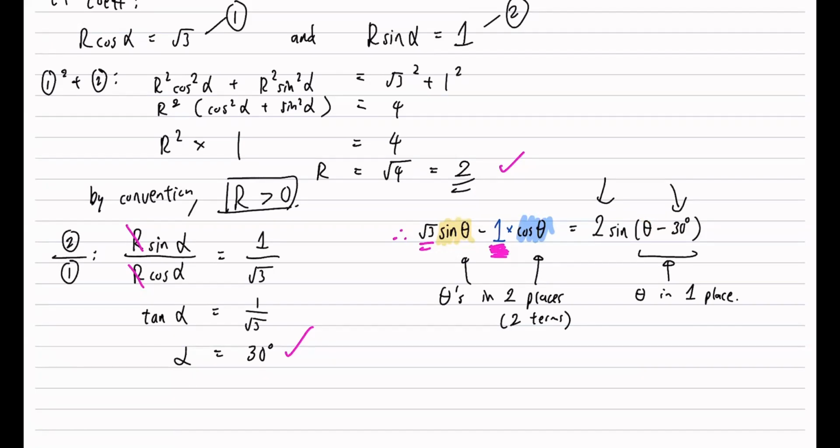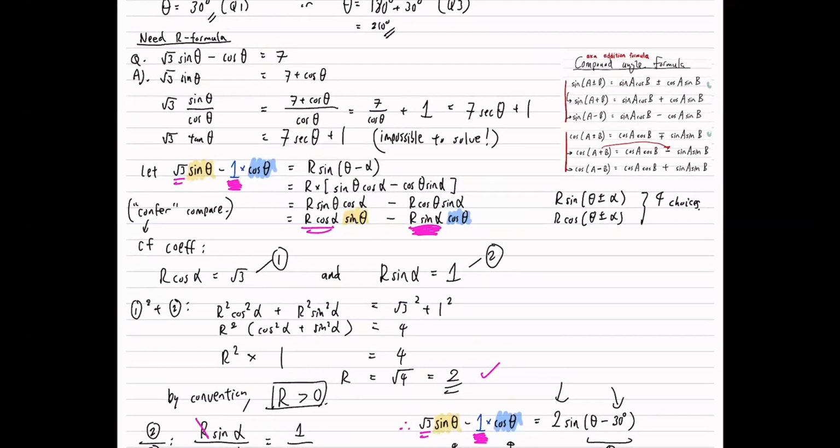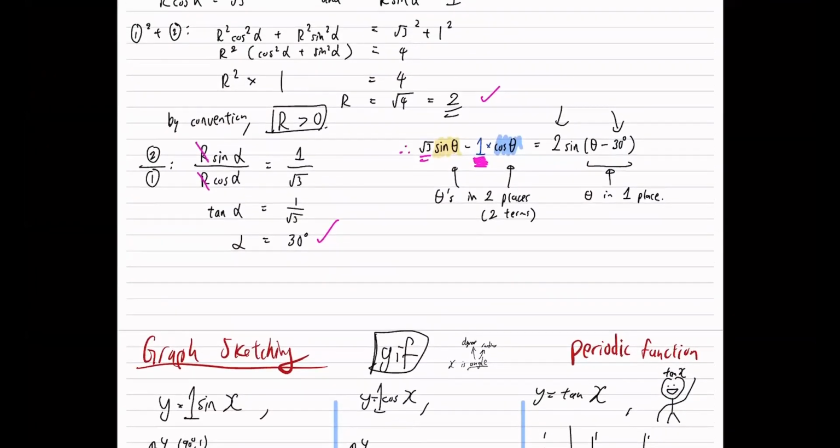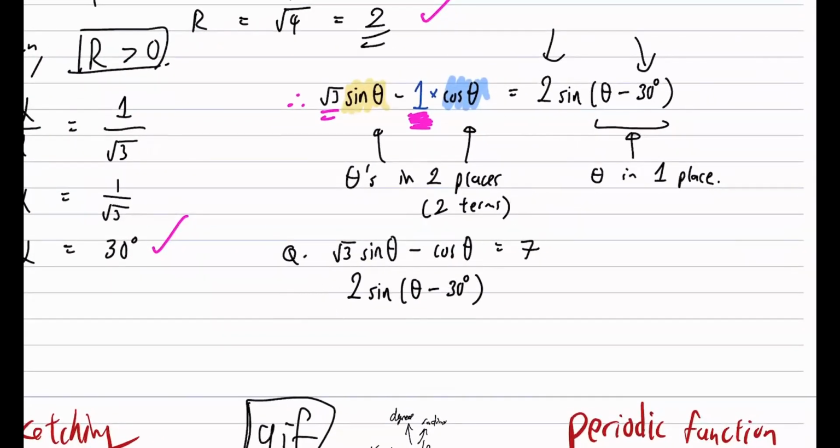Good. So now go back to the original question. What was the original question? Square root 3 sine theta minus cos theta equals 7. Right? This was the original question. Now it's just a simple matter of substituting the left-hand side with whatever we just found, equals 7. How to solve? You just have to divide by 2 first. So 7 over 2.